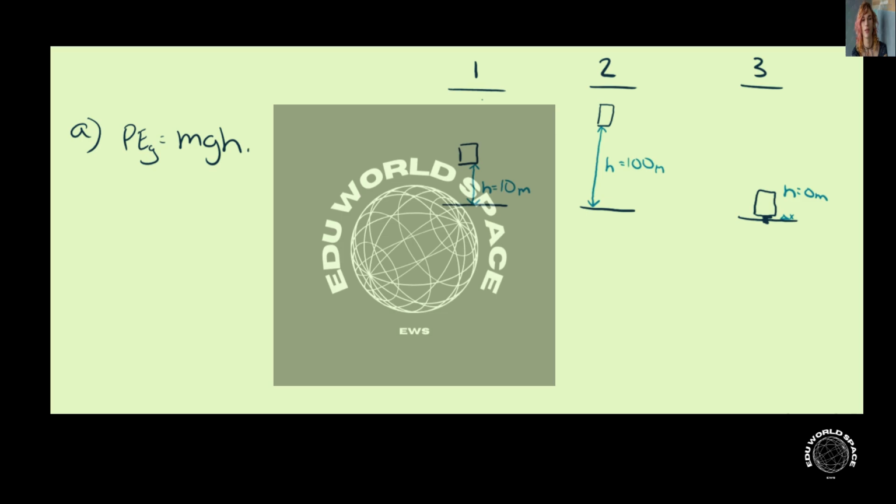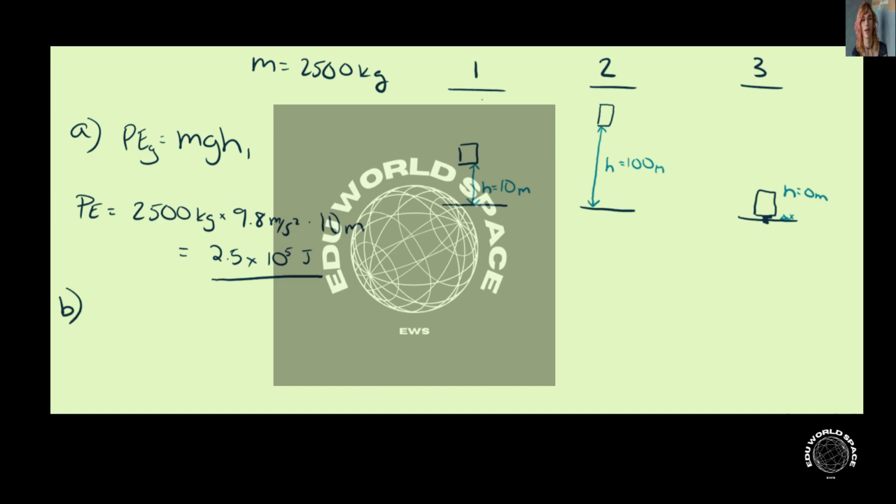So when it's 10 meters up, so height 1, our potential energy at that point is going to be, the mass here is 2,500 kilograms, so 2,500 kilograms times 9.8 meters per second squared for g, and then the height of 10 meters. And that's going to give 2.5 times 10 to the 5 joules. So this is our potential energy at that point.